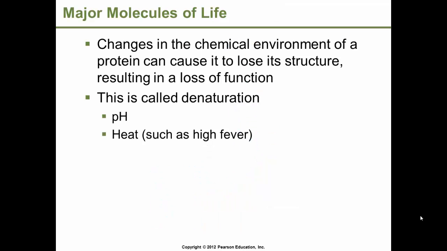Changes in the chemical environment of a protein can cause it to lose its structure, resulting in a loss of function. This is called denaturation. Factors that can cause a protein to denature are pH or heat, such as a high fever. Our proteins are responsible for regulating specific processes, such as in our skeletal muscle cell, proteins such as tropomyosin binding calcium, which we will study later. So proteins control the processes that go on within our body.